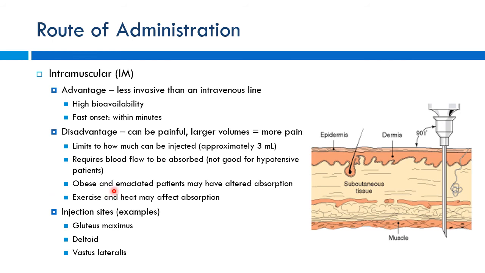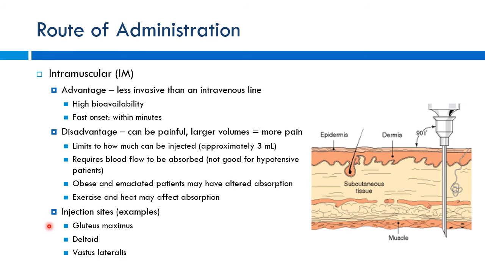You may have some patients that are obese or emaciated, which may have altered absorption as well, which can kind of be an issue there. Sometimes you have to judge your needle length based on the patient's habitus, so that's important to consider. And then also you can have things like exercise and heat that may actually affect absorption as well. What do you think this would do if I increased exercise, increased heat? What do you think that would do to absorption? Speed it up or slow it down? Speed it up typically, right? Because if you're hot, you're vasodilating, getting more blood flow. If you're exercising, more blood flow is going to the muscles. That would increase absorption. Good.